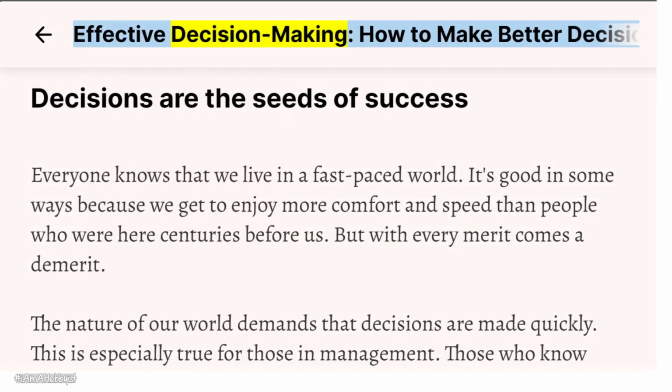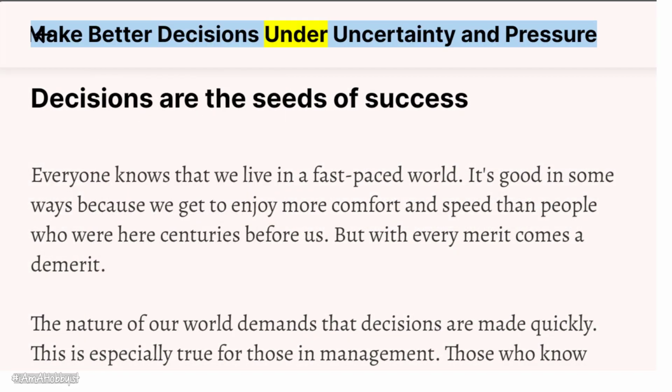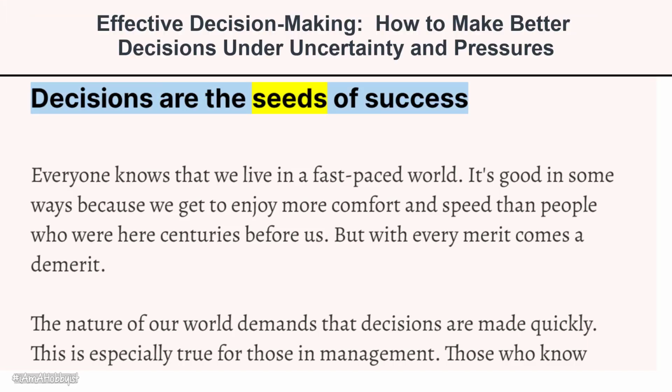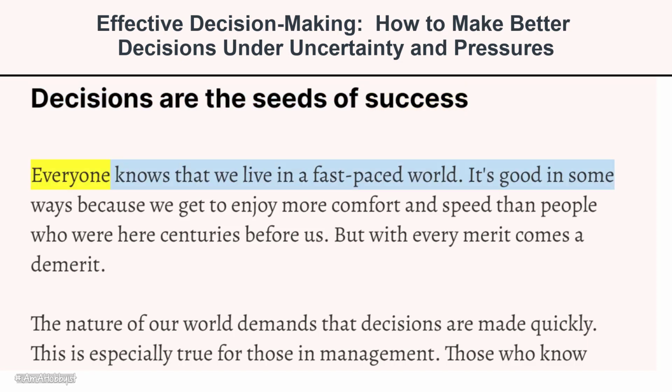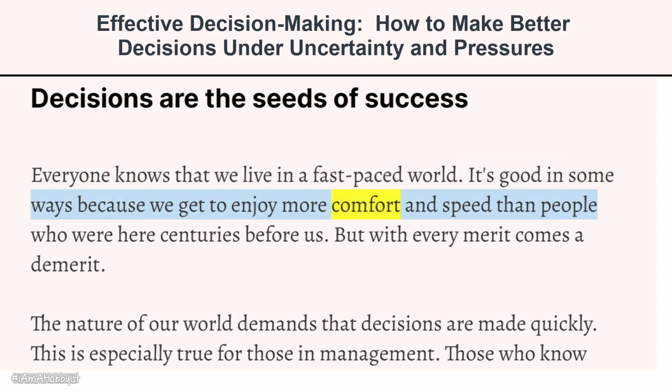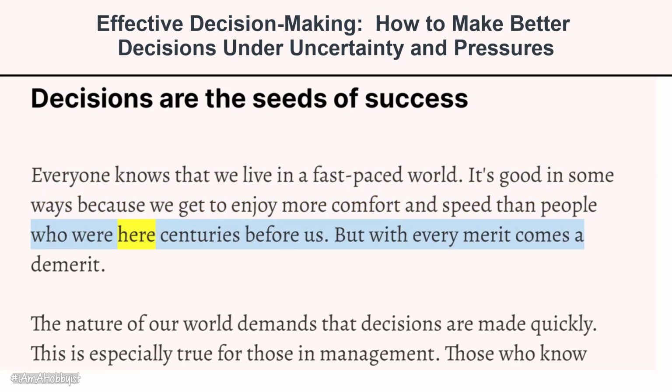Effective decision making, how to make better decisions under uncertainty and pressure. Decisions are the seeds of success. Everyone knows that we live in a fast-paced world. It's good in some ways because we get to enjoy more comfort and speed than people who were here centuries before us. But with every merit comes a demerit.